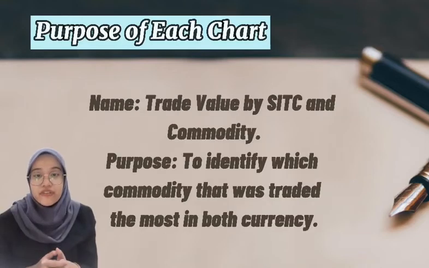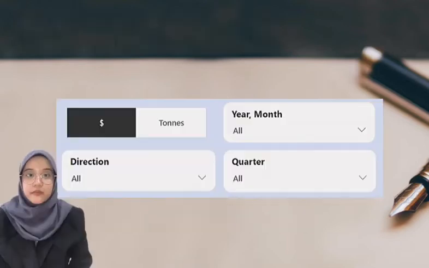Lastly, we have trade value by SITC and commodity. This is to identify which commodity was traded the most in dollars and tons currency.